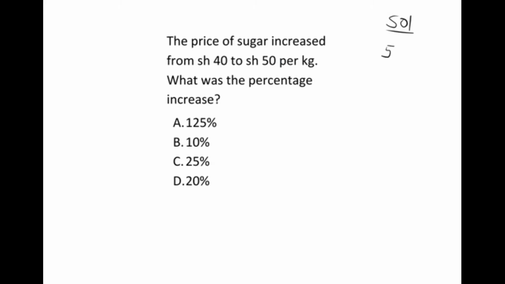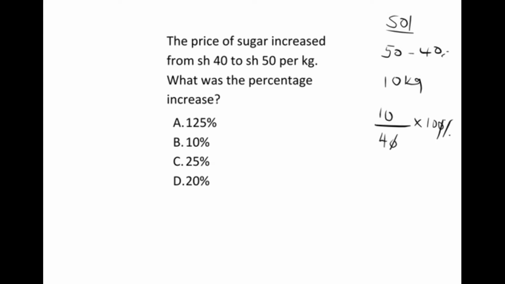50 minus 40, which is 10 kilogram. Percentage increase, which is 10 kilogram, over the original amount or the first amount, which is 40 shillings, 40 times 100%. Then we can simplify from there.